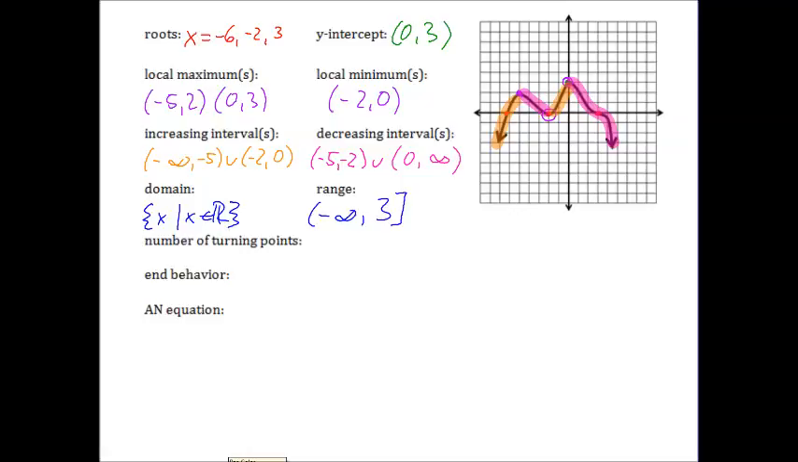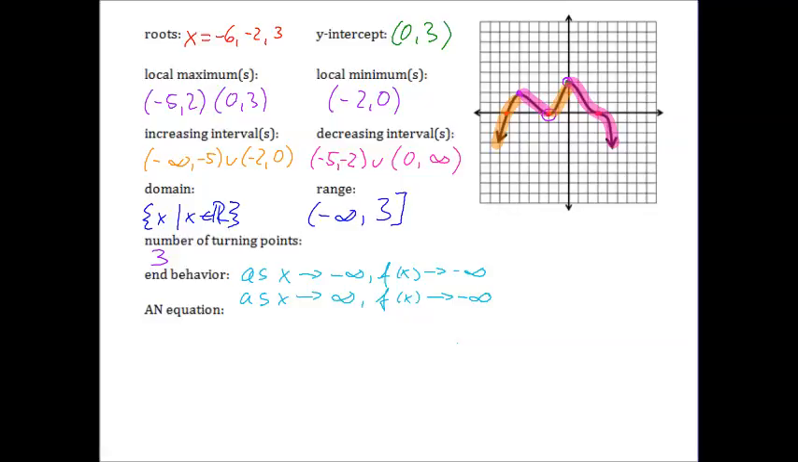How many turning points do we have? We have 3 max and mins together. That means 3 turning points. And now let's talk about end behavior. As x goes to negative infinity, f of x goes to negative infinity, and as x goes to positive infinity, f of x will still go to negative infinity. You can already have some suspicions about what that means for the degree.